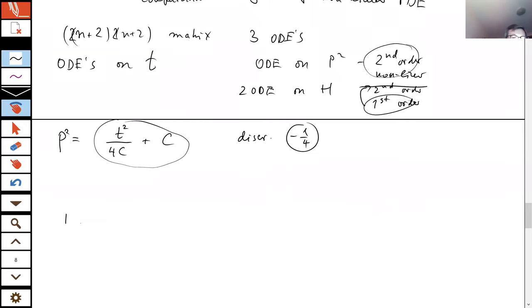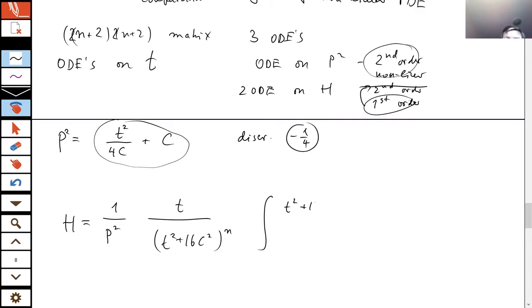And then this H is something like that. And this is actually very new, that this function simplifies quite significantly. It's a rational function, because we have to divide here by this p squared. And then we have here also t multiplied by t squared plus 16c squared, to some power n. A pretty nice function actually. And this needs to be multiplied by an integral, roughly speaking, an integral of a polynomial. So I just write this out, t squared plus 16c squared to the power n. And then we have here an expression which involves the cosmological constant which we want to achieve.